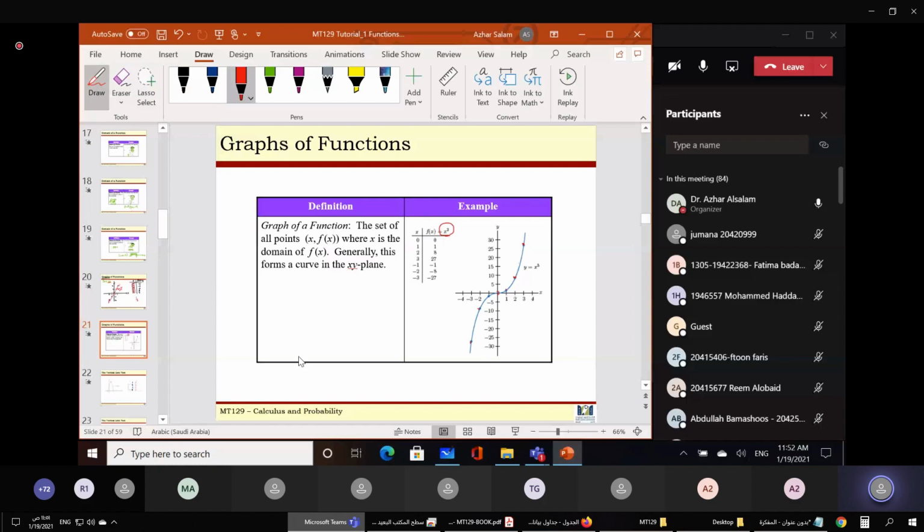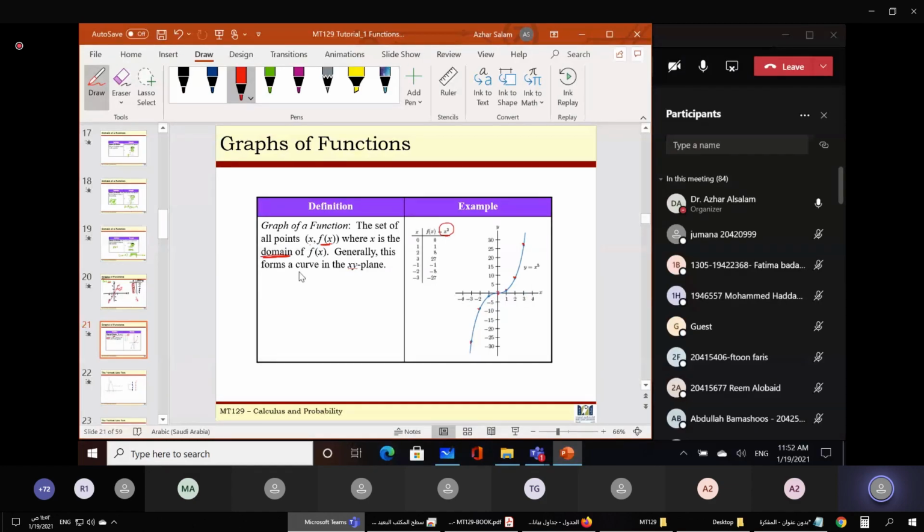Okay, this is the definition of the graph. A graph of a function is the set of all points x and f of x. F of x, which means y, the dependent variable, x and y. جميع النقاط اللي تكون فيها x, y اللي تمثلها الدالة f of x. Okay, where x is in the domain of f. As we said, I can choose any value of x, but it should be in the domain of f of x. طبعا هنا الدومين للدالة x تكعيب هي all the real numbers.